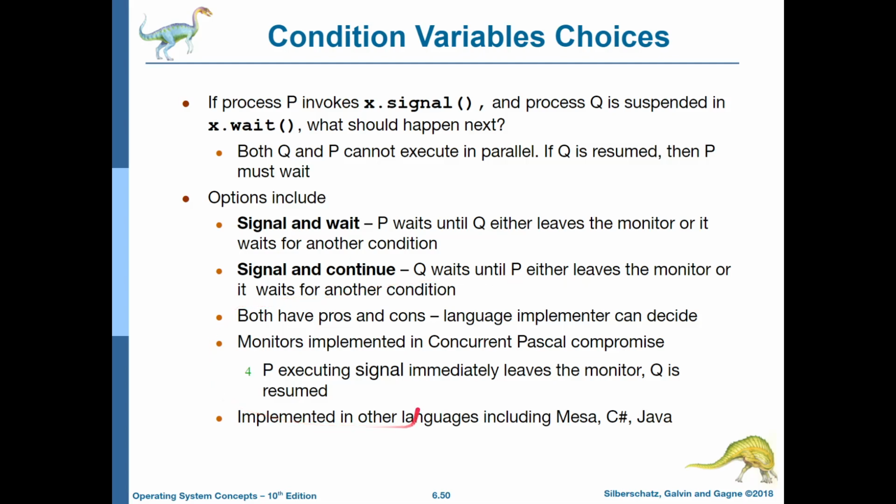Now, languages have different ways of handling this. There's Concurrent Pascal, which actually performs a version where P, executing a signal, immediately leaves the monitor and Q is resumed. But we do have monitors in other languages, such as Java, C#, and Mesa.